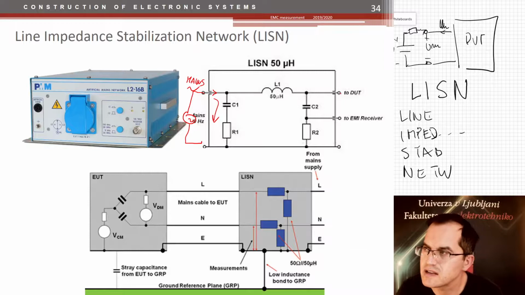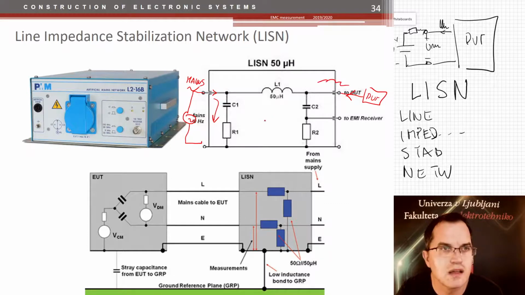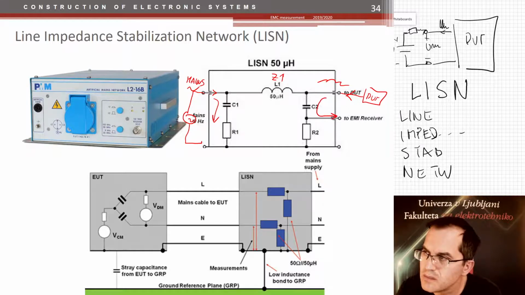Now on the other side we connect the device under test here, and this device under test is transferring its noise into this circuit, and it would again be blocked by this big coil which represents high impedance at high frequencies. It would rather be transferred through this capacitor back to this connector which goes to the EMI receiver. And here we have a resistor which defines the impedance of 50 ohms.